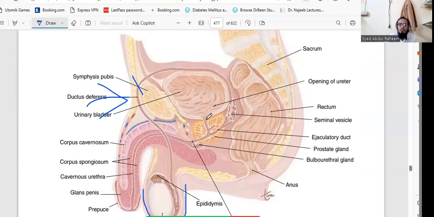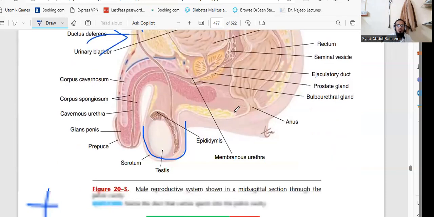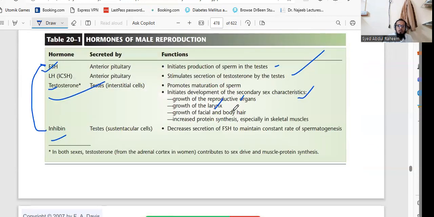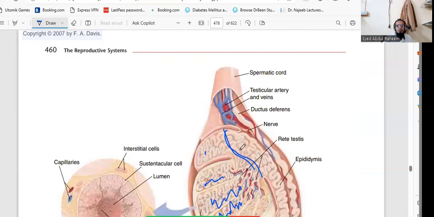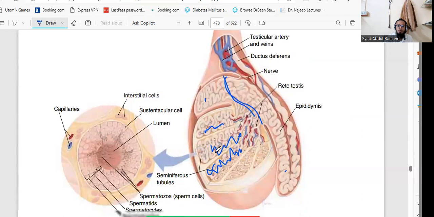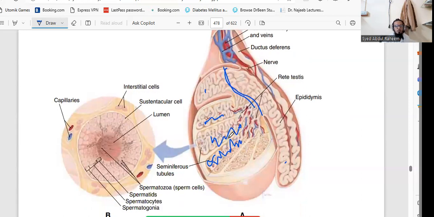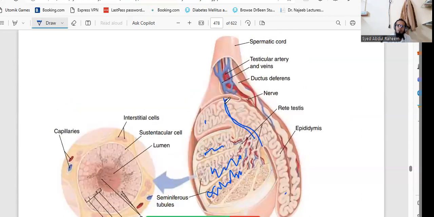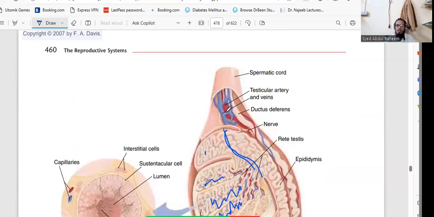Okay. So here the vas deferens will reach here, that is called the ejaculatory duct. And we have the seminal vesicle also. We'll talk about that also. Another thing is that the nerves and arteries which attach to the seminiferous tubules and epididymis are very high. The nerve supply is very high. The circulatory system is very high. You can see the nerves, all the arteries and nerves are there.